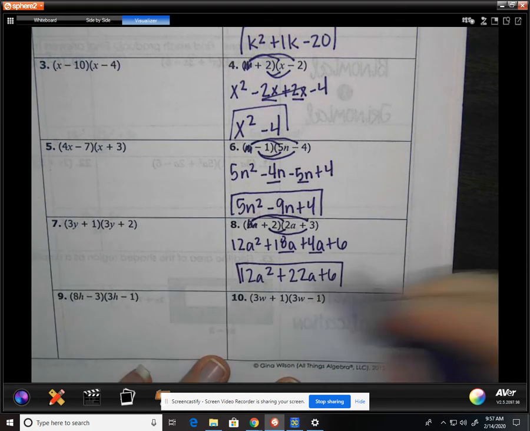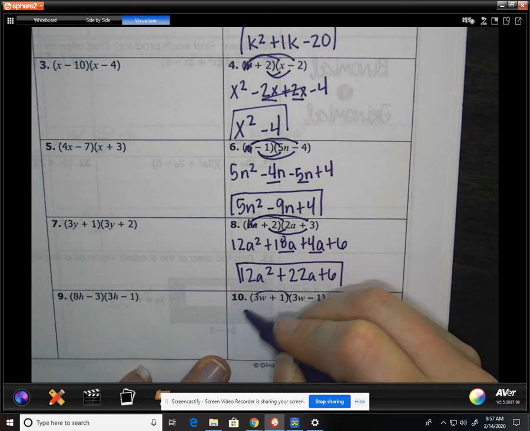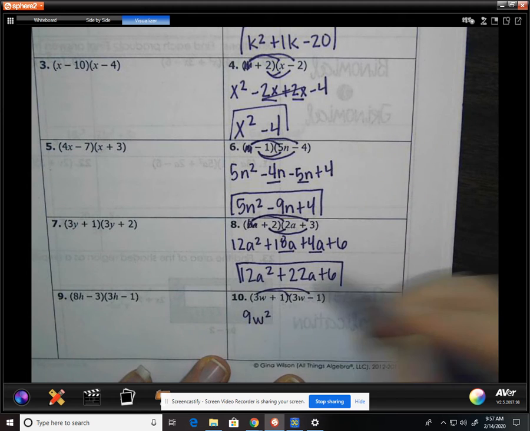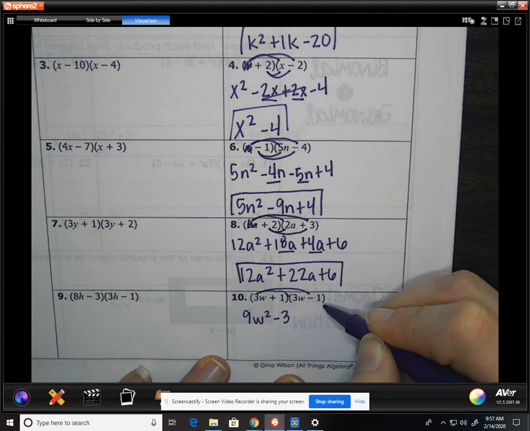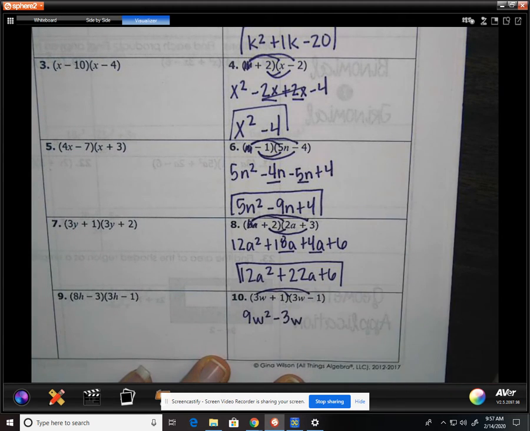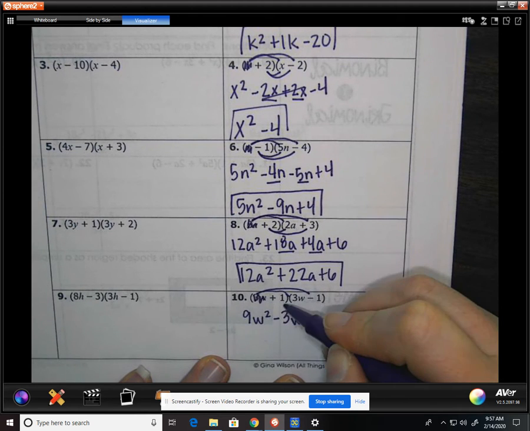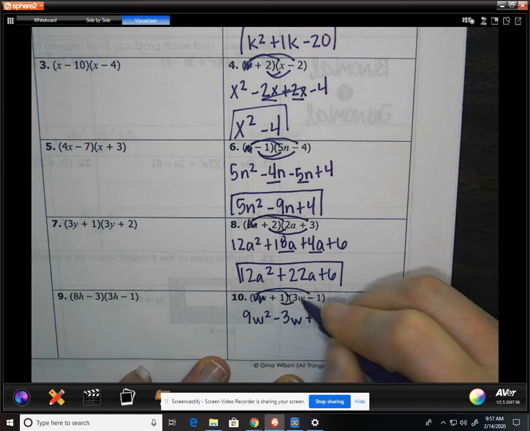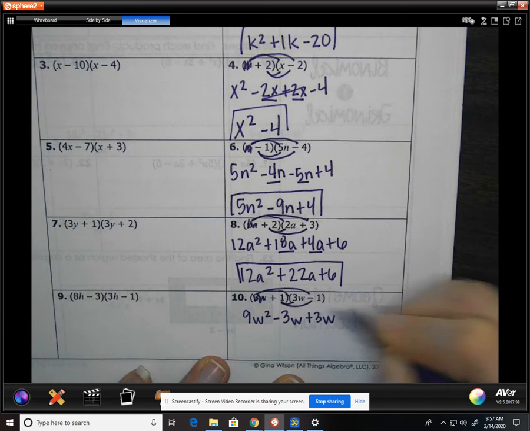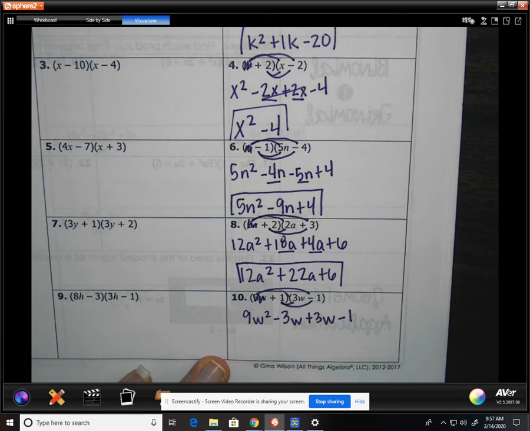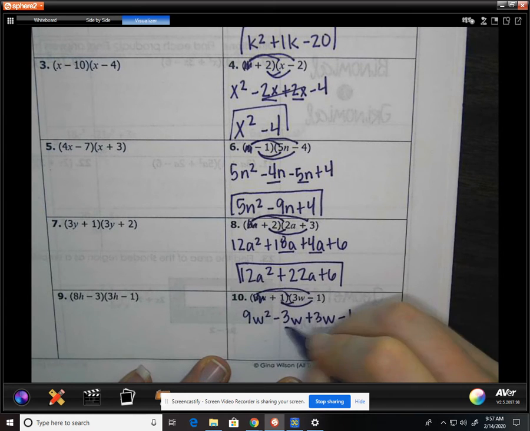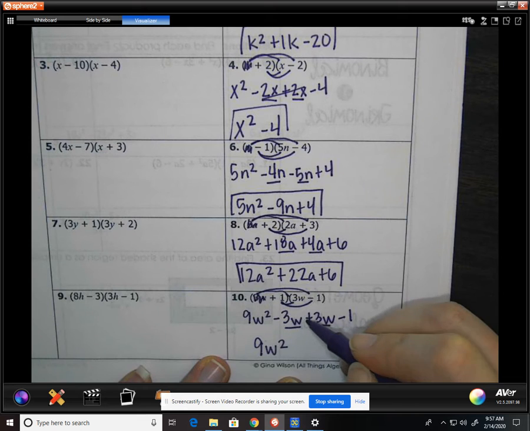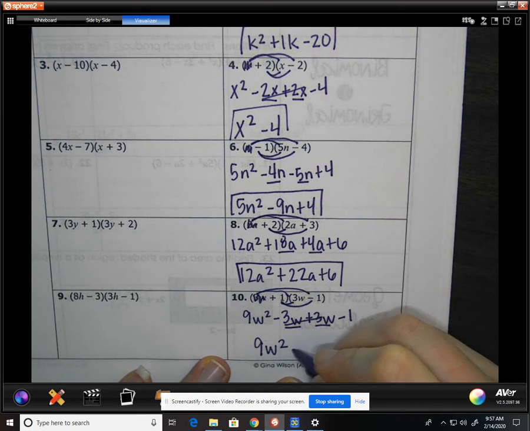For number 10, I'm going to do 3 times 3, which gives me 9, and a W make W squared. 3 times -1 gives me -3, and then I just keep W. I'm done with 3W, so I move to 1. 1 times 3 gives me a +3, and then I keep W, and 1 times -1 gives me a -1. The W's will combine, so I'm going to keep the 9W squared. A 3 plus a 3 cancels each other, so I just bring down the -1.